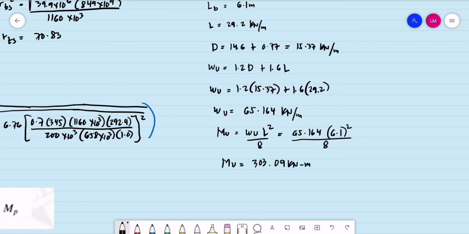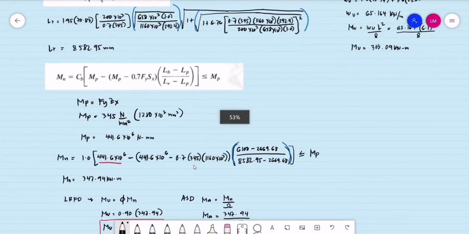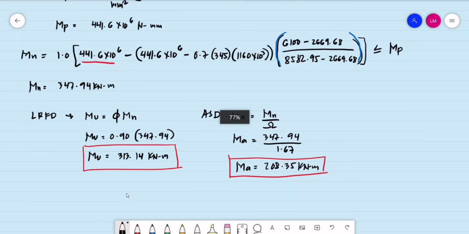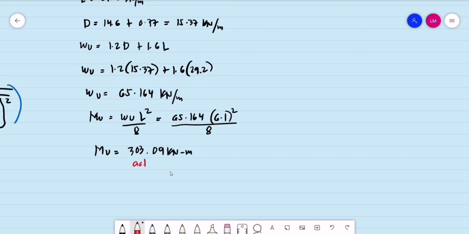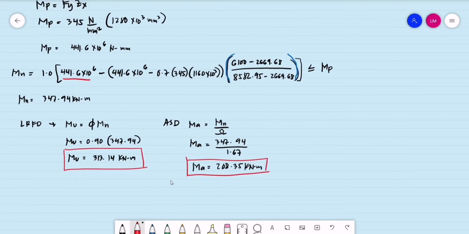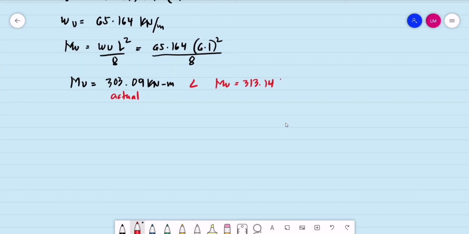If we compare this value to the capacity of our selected section, that is 313.14 kilonewton meter. This actual moment is less than the capacity. Let us just check: 313.14 kilonewton meter is the moment capacity, or the design strength. So the actual is less than the capacity. Therefore, we can conclude that the W12 by 53 is adequate for LRFD.